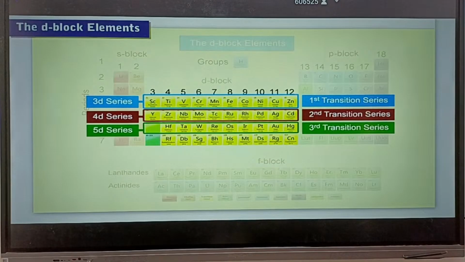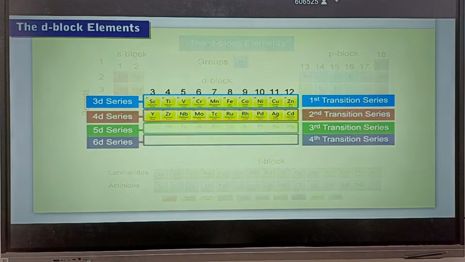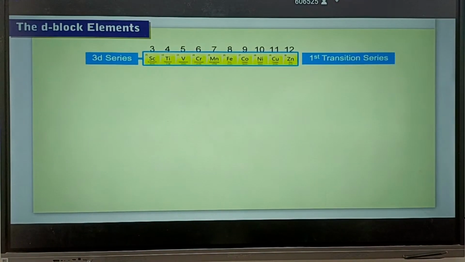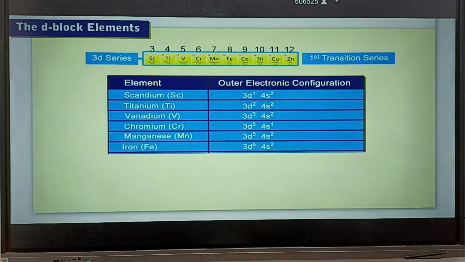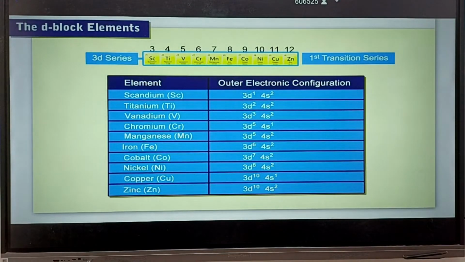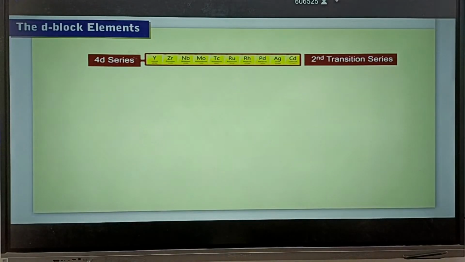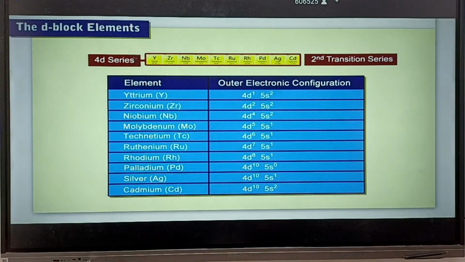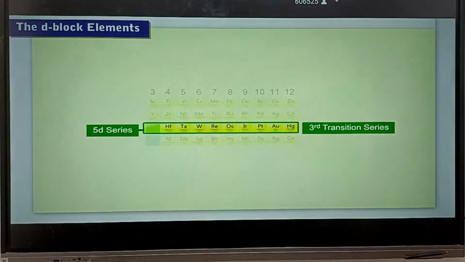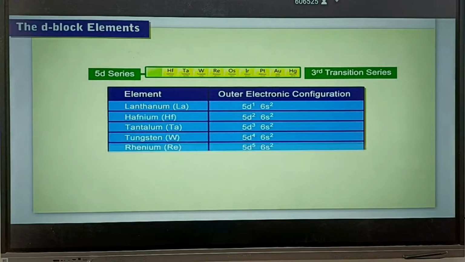The 4th series, the 6th D series, which begins with actinium, is still incomplete. The first transition series includes the elements from scandium to zinc. The second transition series includes the elements from titanium to cadmium, while the third transition series includes the elements from lanthanum to mercury.